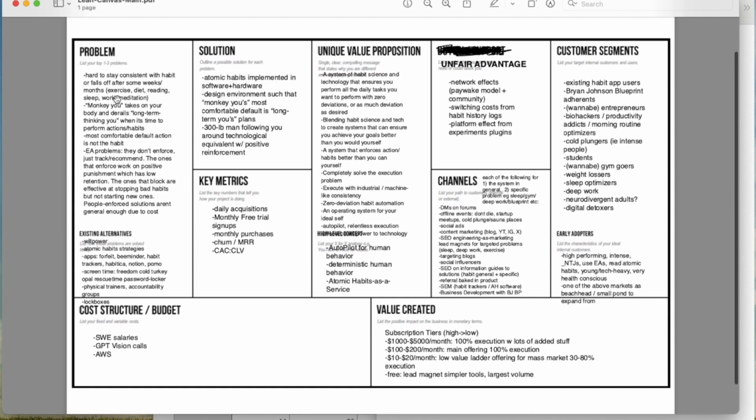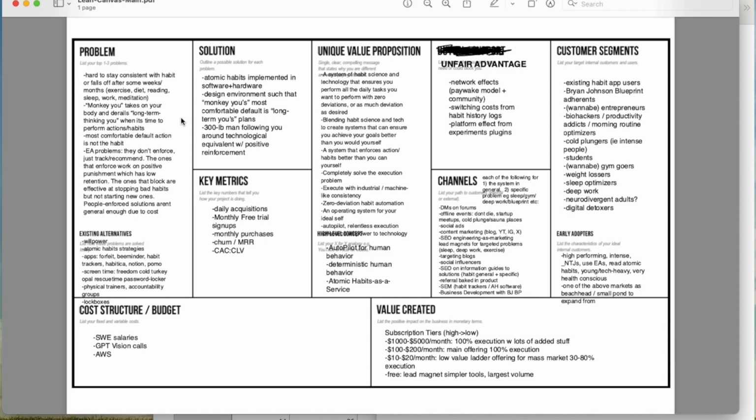So problem-wise, it's hard to stay consistent with habits. It falls off after some time. And then I think a fundamental issue is that you're composed of two selves. One I call your long-term thinking self. This is what you think of as you, mostly. And then there's monkey you, which is mainly in your limbic system, and it just comes online every so often and derails you.